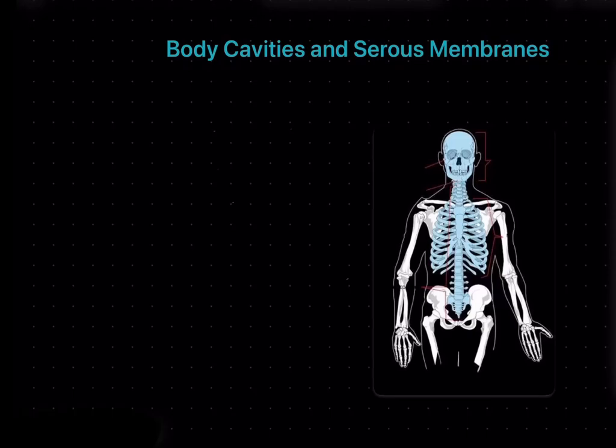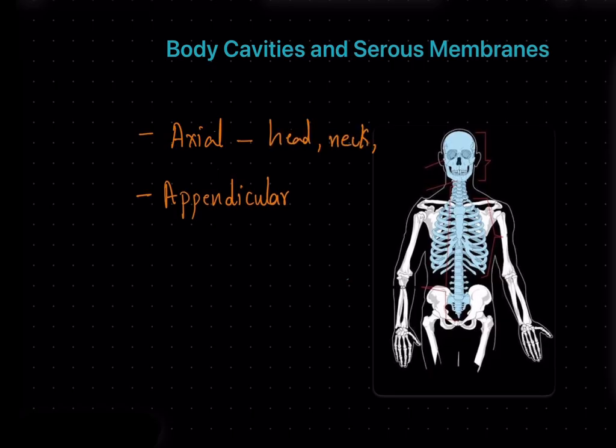In this lesson, we will be talking about body cavities and serous membranes. So, how is the human body divided? The human body can be divided into two portions, namely axial and appendicular portion. All right. So, axial portion is the portion that includes your head, the neck, and the trunk.